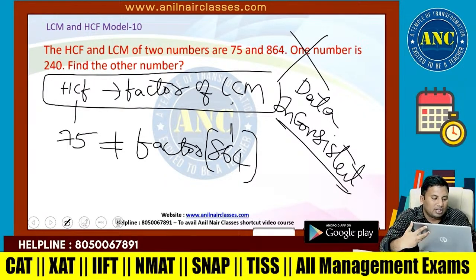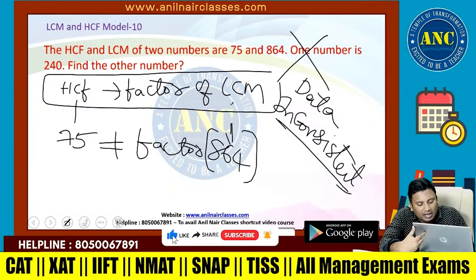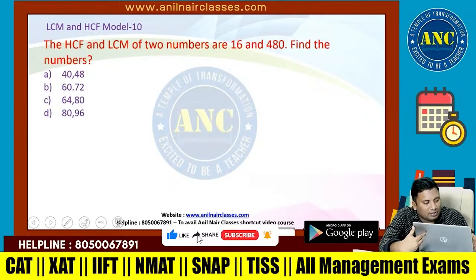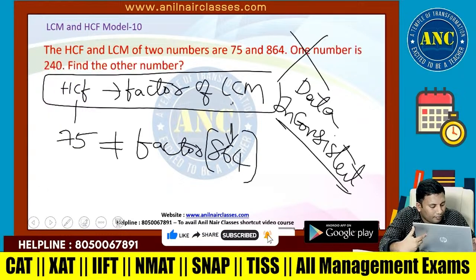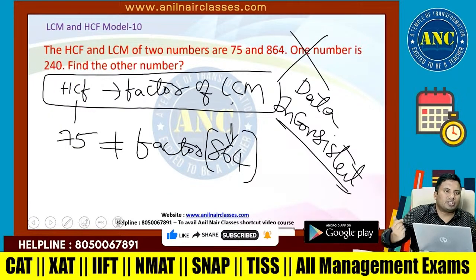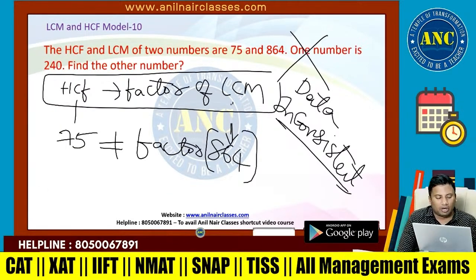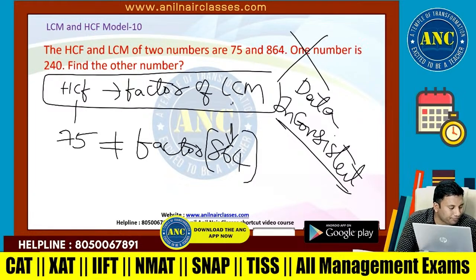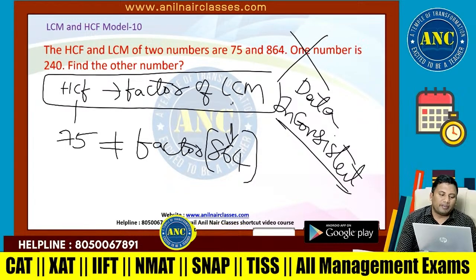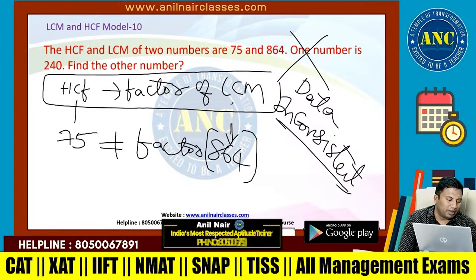75 is not a factor of 864. You don't need to divide it. 864 is divisible by 4, but 75 is not divisible by 4.